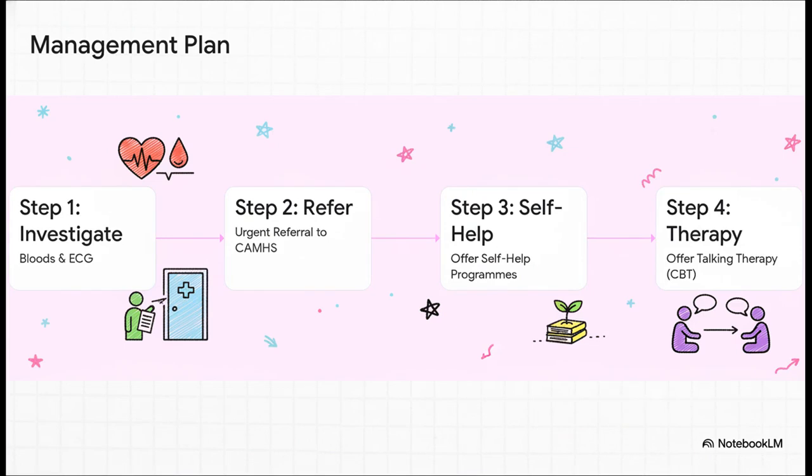Your management plan has to cover all the bases. Think of these as the 4 pillars you need to talk about: investigations to check their physical health, an urgent referral to specialist services, and offering both self-help and talking therapy options.